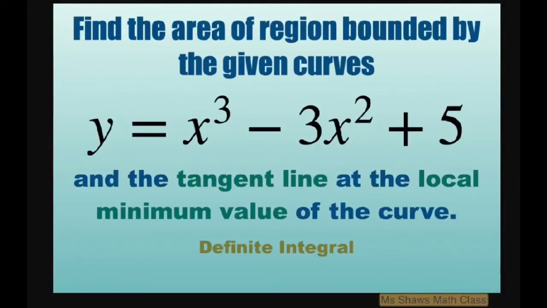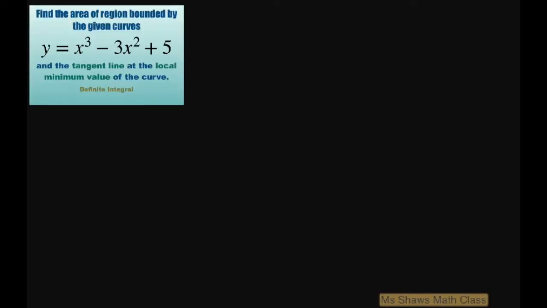Everyone, we're going to find the area of the region bounded by the curve y equals x cubed minus 3x squared plus 5 and the tangent line at the local minimum value of the curve. So since we're going to have to find the tangent line, let's do that first. Let's find our local extreme values.